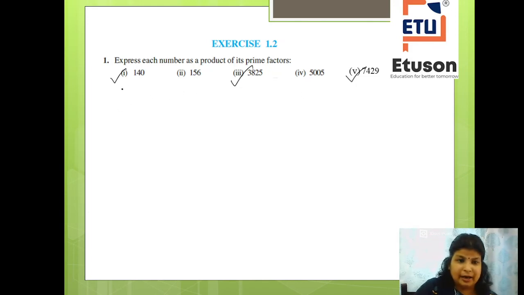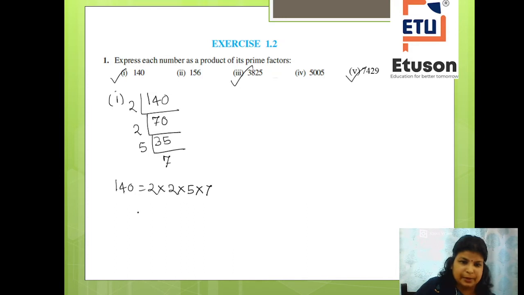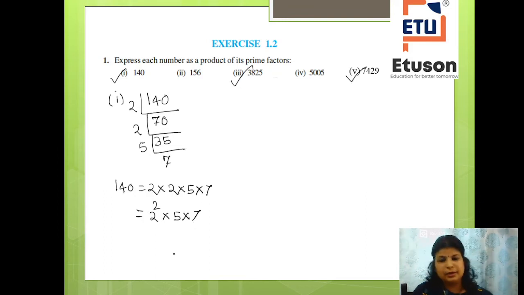I am taking bit 1, where I have to find out the prime factors. 140 divided by 2 gives 70. Again it is divisible by 2, so you take 2 and that becomes 35. Is this divisible by 3? No, it is not. So you take the next prime number and you get 7. So 140 is equal to 2 into 2 into 5 into 7, that is 2 square into 5 into 7. Correct or not?